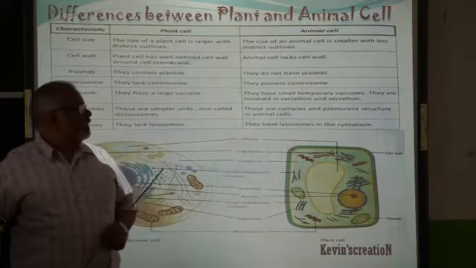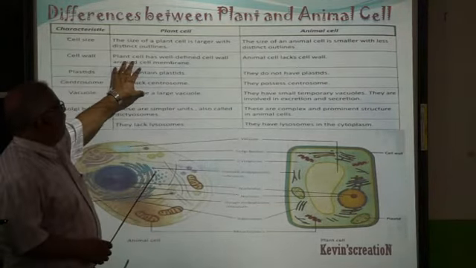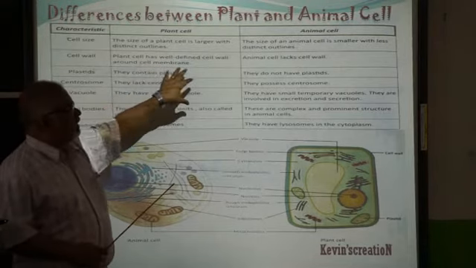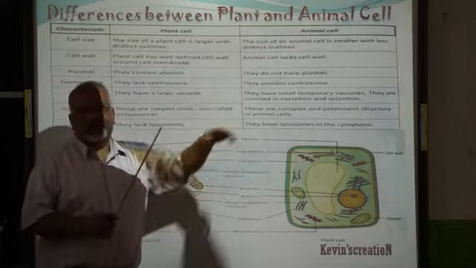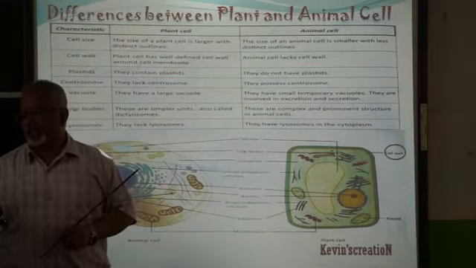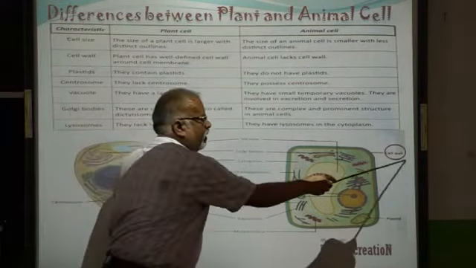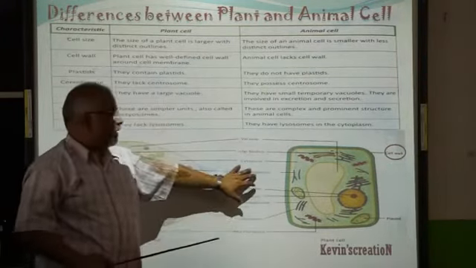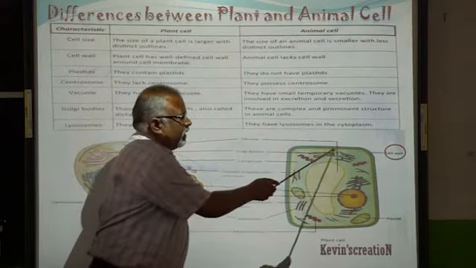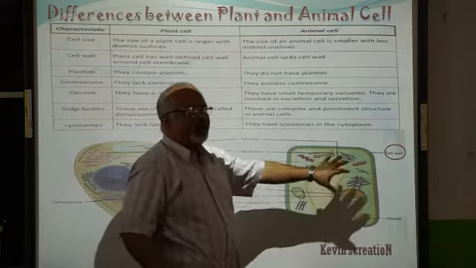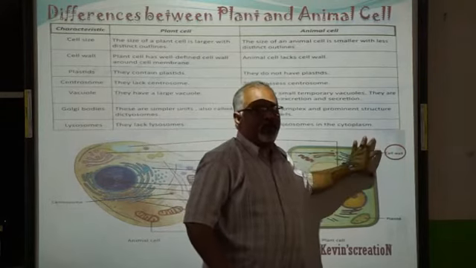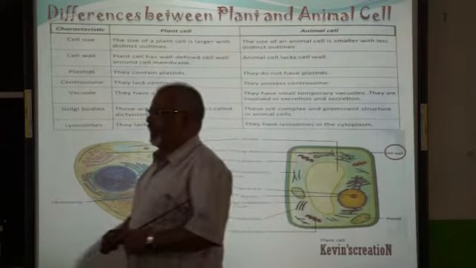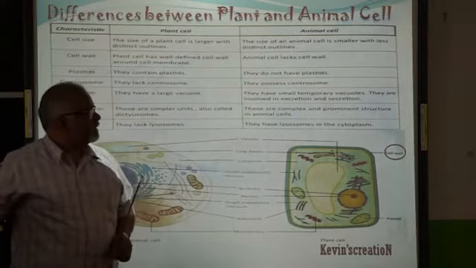Then comes cell wall. Plant cell has well-defined cell wall around the cell membrane. Animal cell lacks cell wall. That means it is not there. So look here. Cell wall is present, the green one, the outer boundary. Here you have got the cell membrane. Other than that, cell wall is also there, protective in nature. But in animal cell, it is not there. So animal cell lacks cell wall.